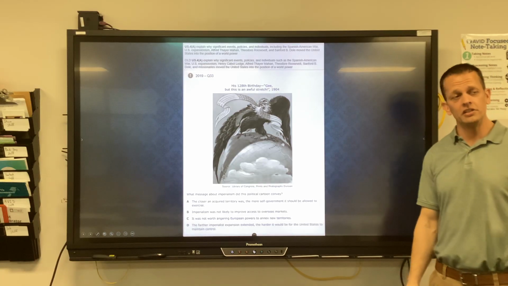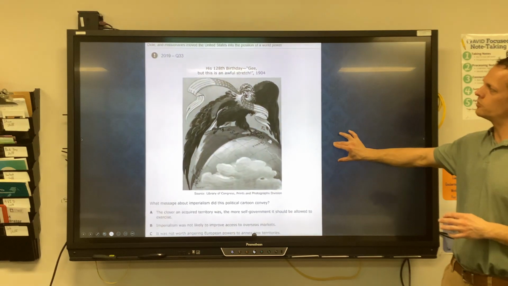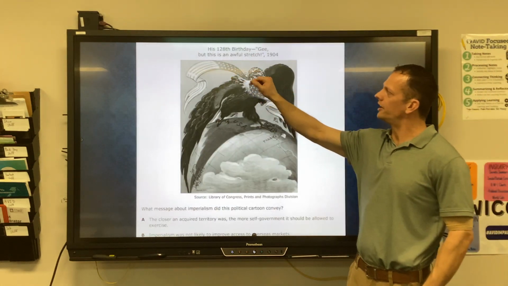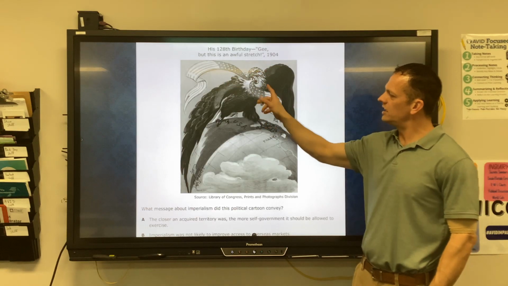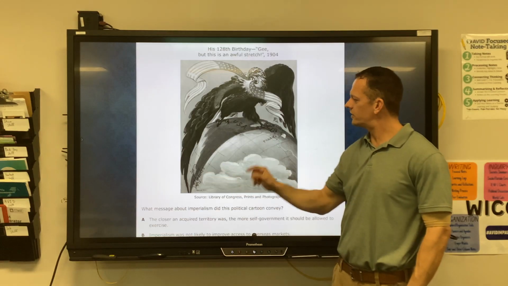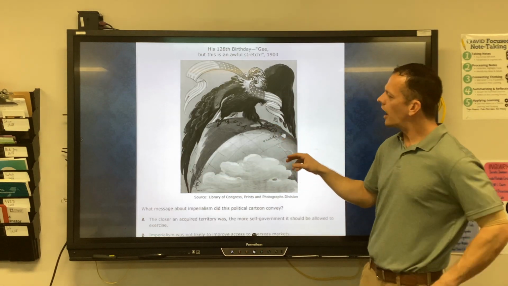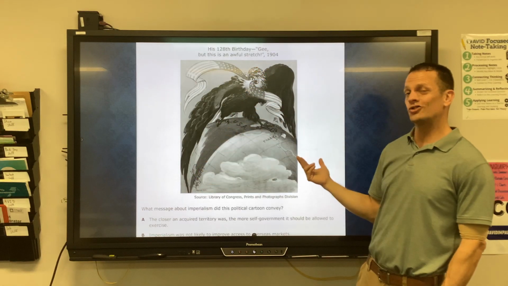So here's a star question, a little tough, not the hardest one, but not the easiest one. Zoom in a little bit. I'm going to read the top to you guys. His 128th birthday, quote, "Gee, but this is an awful stretch." The eagle is stretched out. Right here it has the Philippines, right here it has Puerto Rico and Panama. We haven't got to the Panama Canal, but we will. He stretched over all that stuff, and it says, "Gee, but this is an awful stretch."